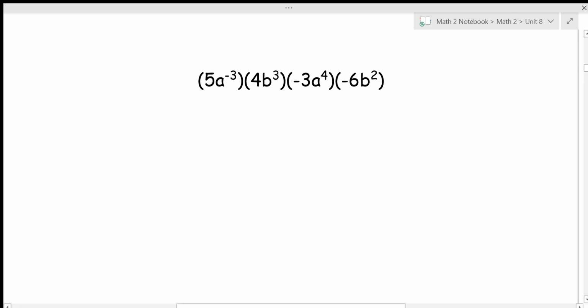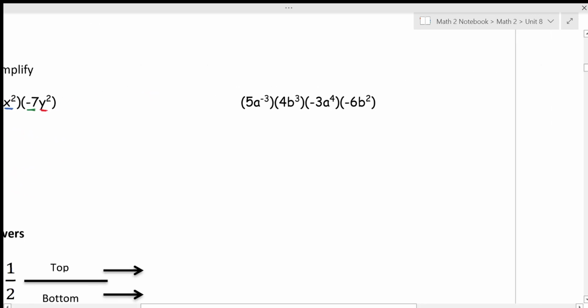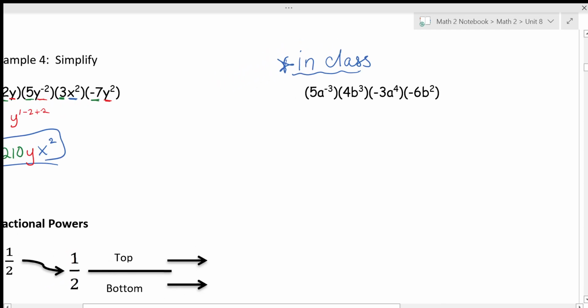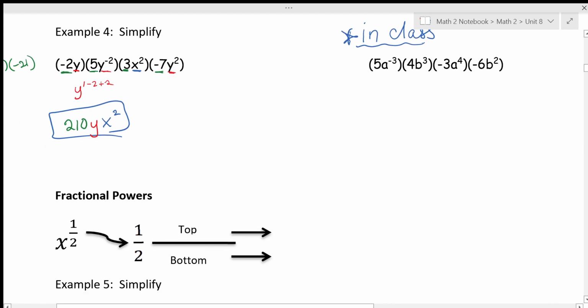Second part of this example, we are going to do in class. Or you can try it on your own, and then when we go over it in class, you can check and see if you did it correctly.